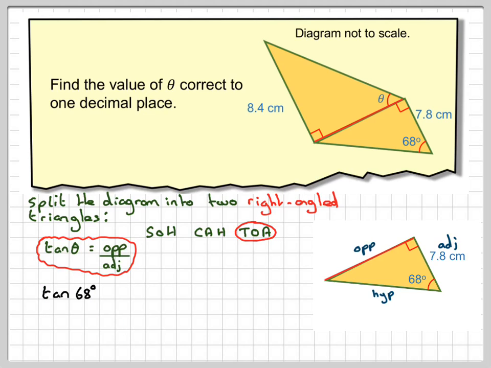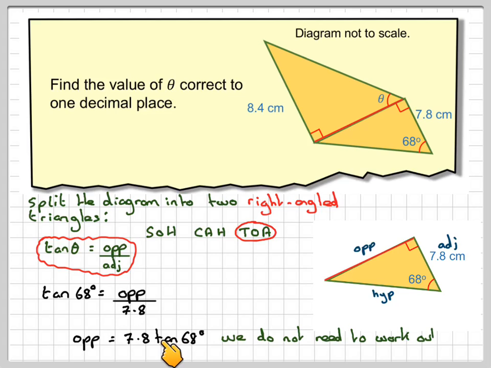Tan 68 is going to be equal to the opposite side divided by 7.8. Then in order to find the opposite, we need to multiply tan 68 by 7.8. So it's going to be 7.8 tan 68. Like before, you don't actually have to work it out at this stage. You can leave it like that. If you do work it out, then you must make sure that you don't incur a rounding error in the second part of the problem.